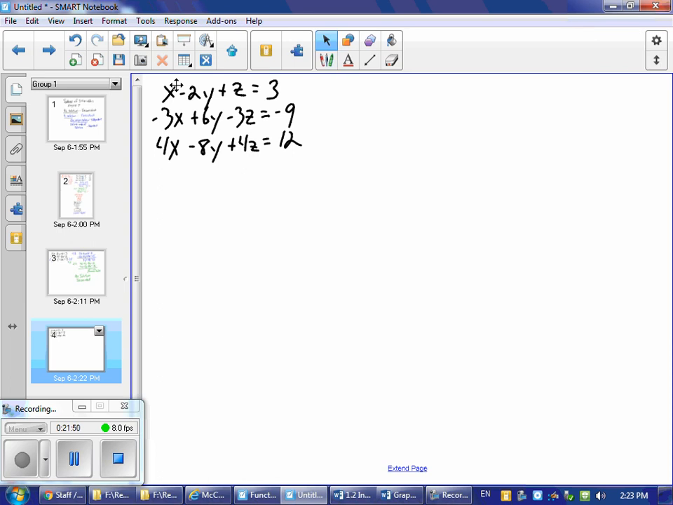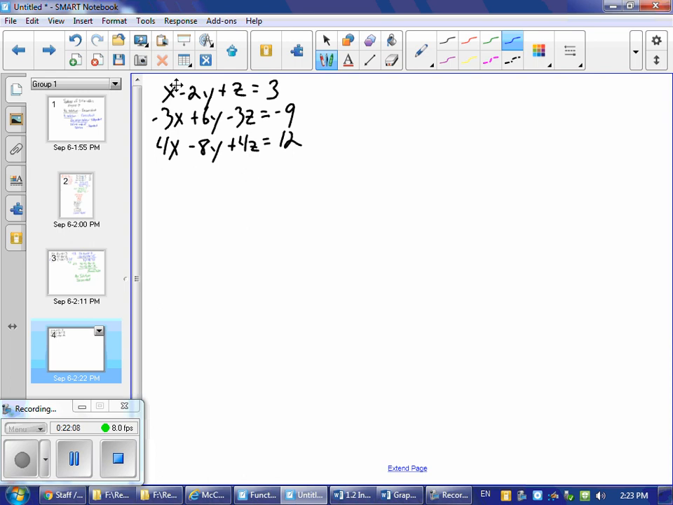All right, again, looking at these, the x's have 1, negative 3, and 4. The y's are negative 2, 6, and negative 8. And the z's are 1, negative 3, and 4 for the coefficients. So none of them work out to just add or subtract as it stands right now. So we're going to have to do a little bit of multiplication.